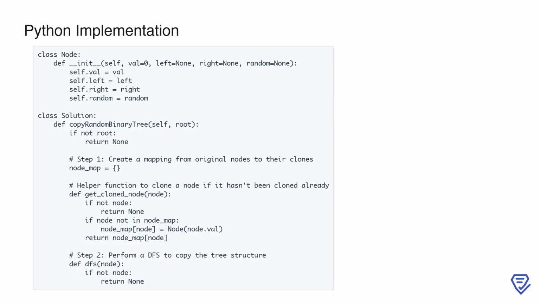We also define a helper function, get_cloned_node, which takes a node as input and returns its corresponding clone node. If the node hasn't been cloned yet, we create a new node instance with the same value as the original and store it in the node_map. This function ensures that we can efficiently retrieve or create clones of nodes as needed.